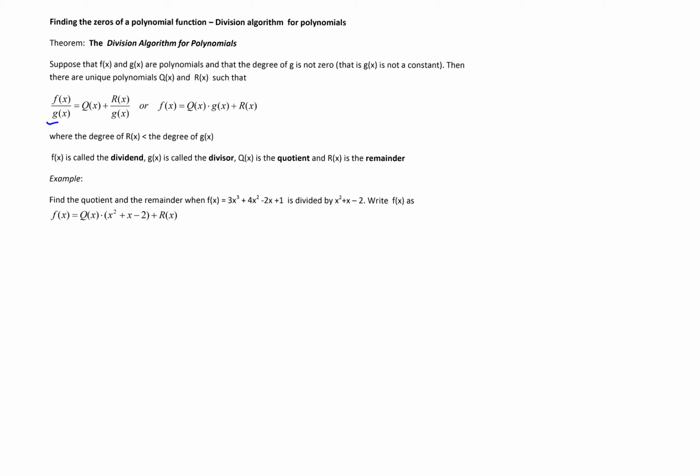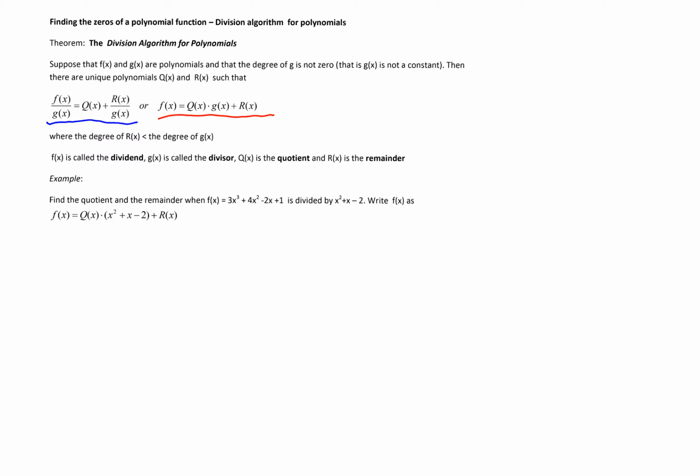f of x over g of x can be written as q of x plus r of x over g of x. Q of x is really the quotient when dividing f of x by g of x, and r of x is the remainder. After multiplying both sides of that equation by g of x, we obtain the relationship that f of x is equal to g of x times q of x plus r of x. The degree of the remainder is always less than the degree of g of x.